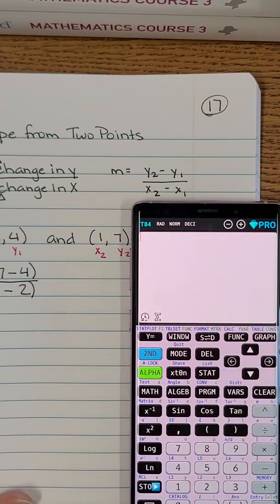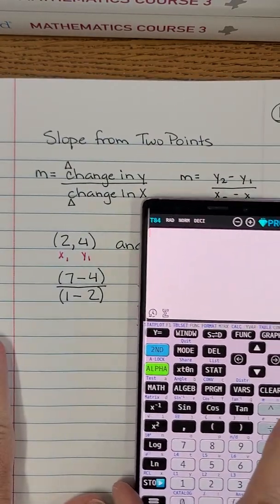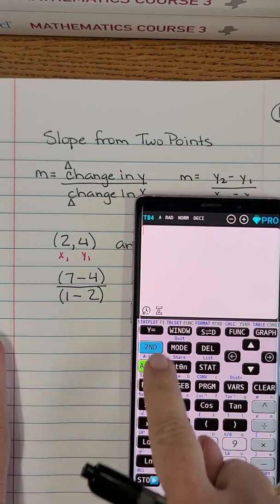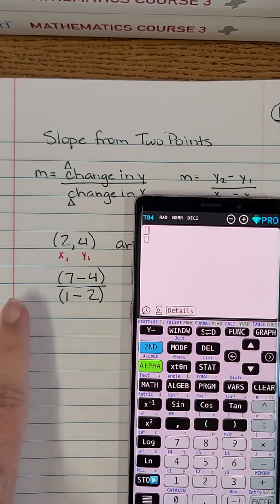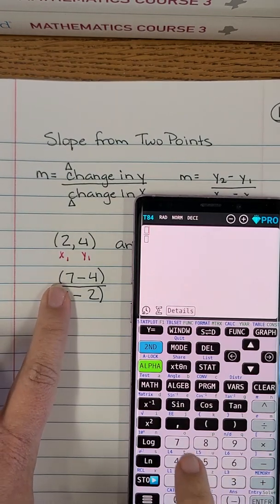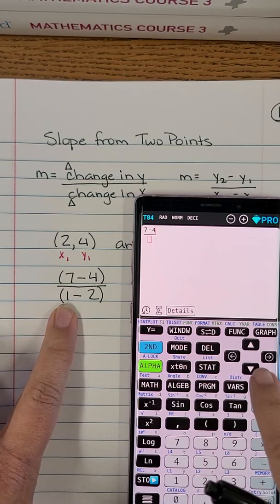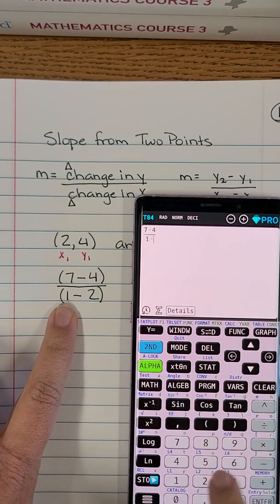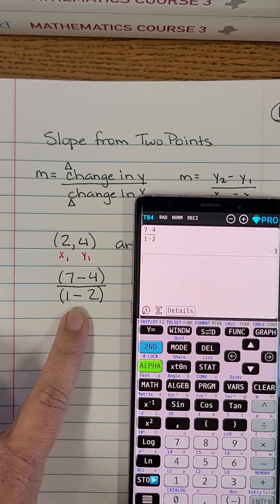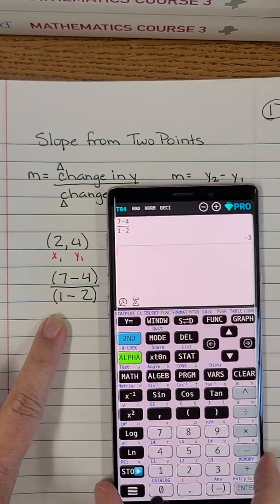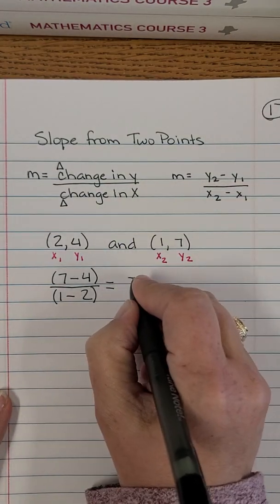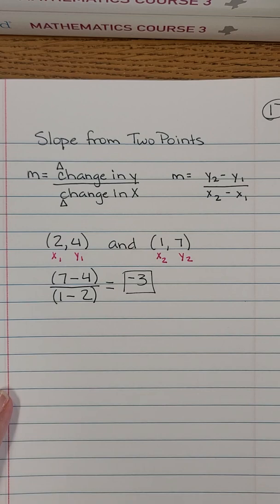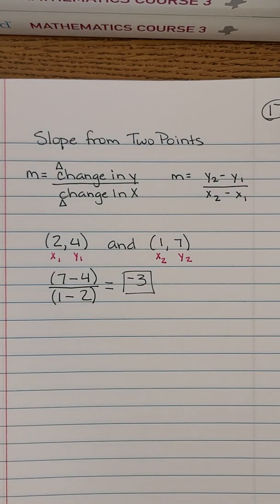All right, so in our calculator, we're going to enter this just as it appears. So remember, this is an alpha y equals, and I'm going to choose the n over d. That's my numerator over my denominator. And I can type exactly what I have right here. So I have 7 minus 4 in my numerator. And then I have 1 minus 2 in my denominator. Hit enter, and I get negative 3. So my slope is negative 3. Okay, so that's my answer. That's all I have to do.